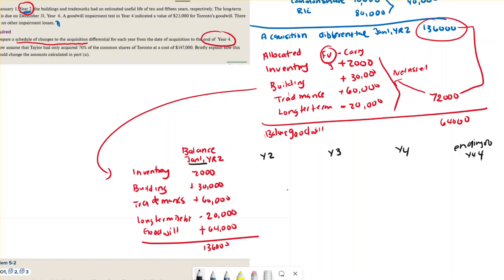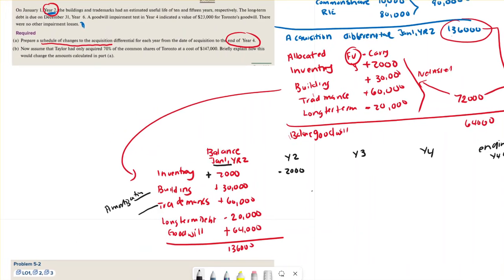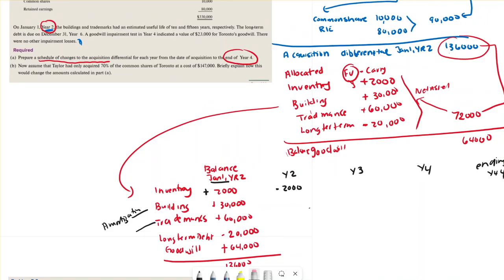So for year 2, if you think about it, if you have any asset that doesn't depreciate, if you have a positive, it's going to clear by itself. If you have a building and a trademark, these two assets are amortized, so we have to amortize or depreciate them. That's where this extra information will come from. Now they said the building and the trademark have a useful life of 10 and 15. So the building has 10 and the trademark has 15 years.